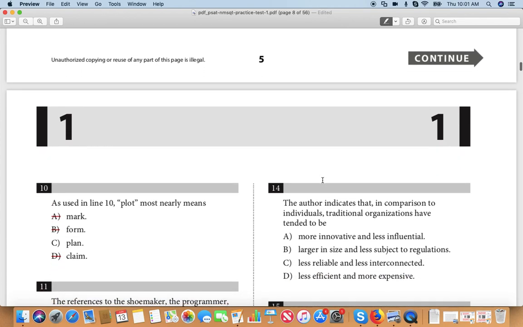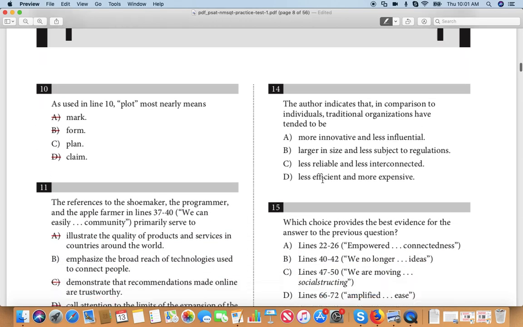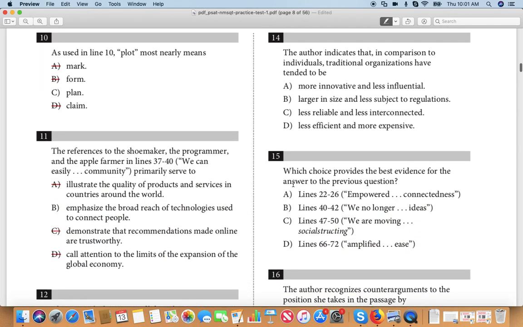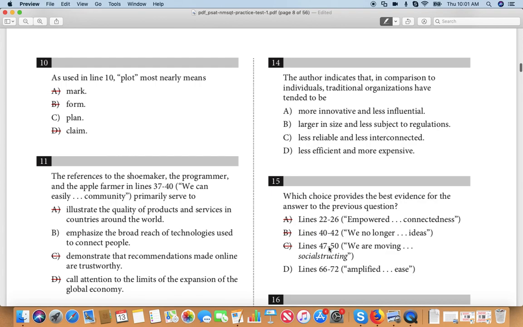All right, so by the way, I think we found our answer for 15, right? That addresses the question for 14. So let's test the answer choices here for number 14. The author indicates that in comparison to individuals, traditional organizations have tended to be, let's test A, more innovative. Do you know what innovative means? Like creative, basically. Creating new ideas, like new things.